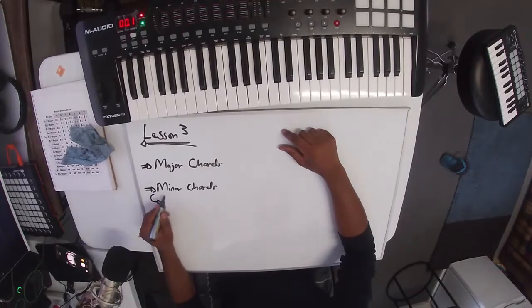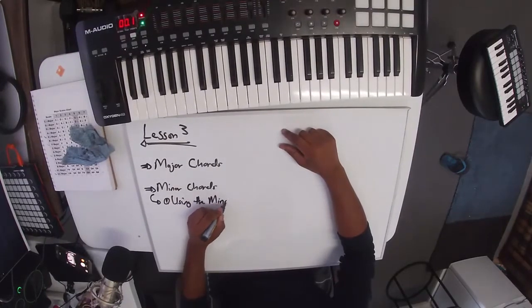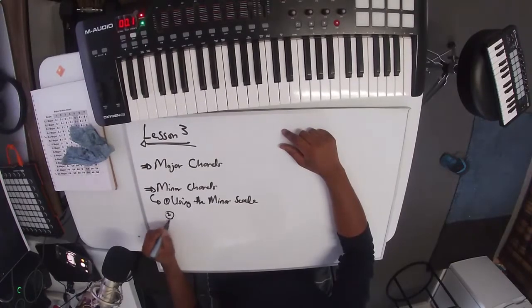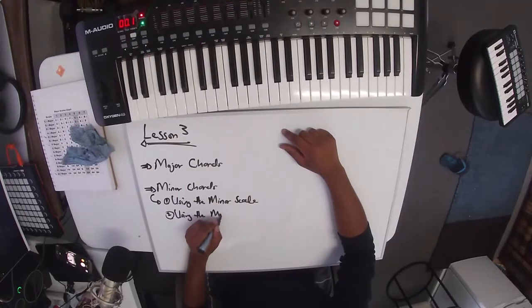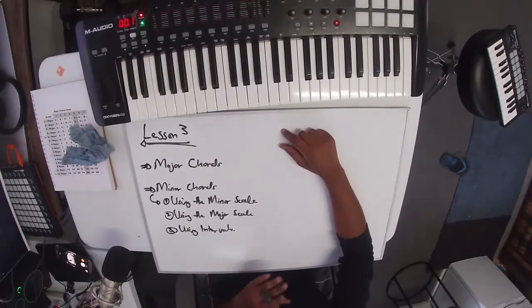So the 3 ways I'm going to tell you about: the first one is using the minor scale, the second one is using the major scale, and the third one is using intervals. There are other ways of building the chords, but these are the 3 methods I'm going to mention.